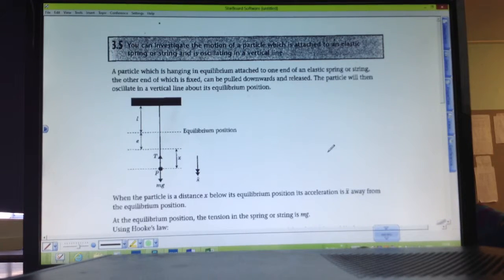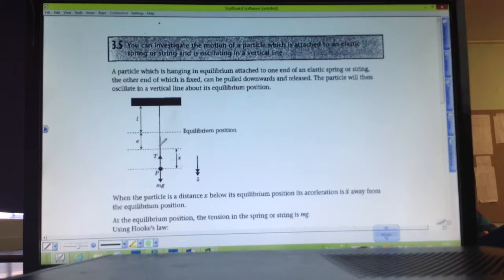You can investigate the motion of a particle which is attached to an elastic spring or string and is oscillating in a vertical line. A particle which is hanging in equilibrium attached to one end of an elastic spring or string, the other end of which is fixed, can be pulled downwards and released. The particle will then oscillate in a vertical line about its equilibrium position. Now, with this kind of situation, we generally find what the extension is to get this equilibrium position, because then it will oscillate about that point there.